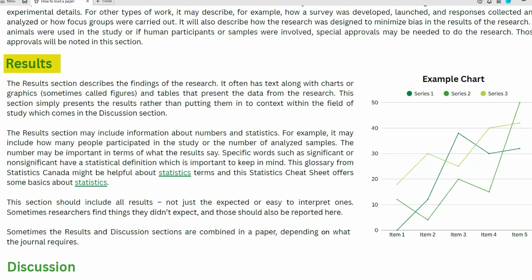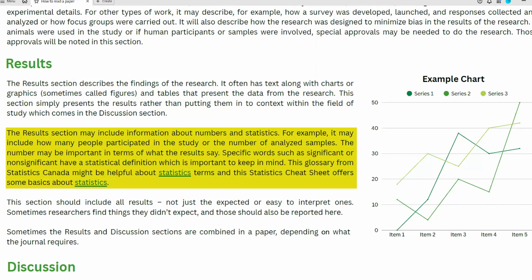Results. The results section describes the findings of the research. It often has text along with charts or graphics, sometimes called figures, and tables that present the data from the research. This section simply presents the results rather than putting them into context within the field of study, which comes in the discussion section. The results section may include information about numbers and statistics.